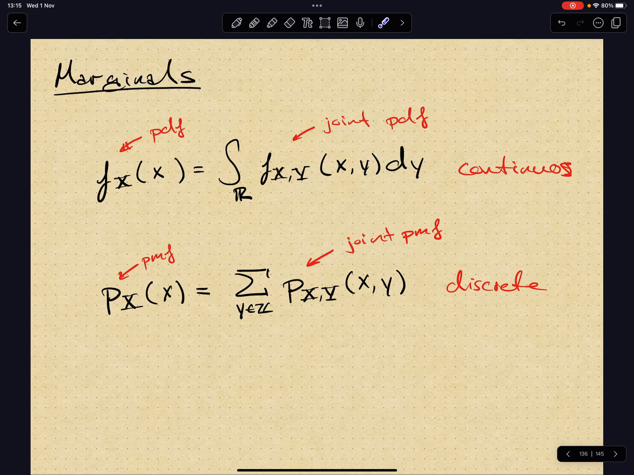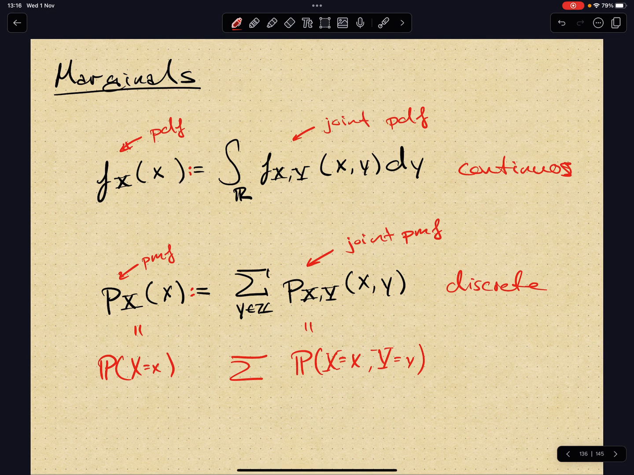All right. So let's look at this formula for the discrete case. In particular, this is the process, if you start with a joint PDF, of how you obtain the PDF. And here, if you start with a joint PMF, this is the process of how you forget information and you just get the PMF. So in particular, what's happening here is that you're just looking at all the cases. You want to compute the probability that X is equal to x. And what's happening here is that the joint PMF is the probability that X is equal to x and Y is equal to y.